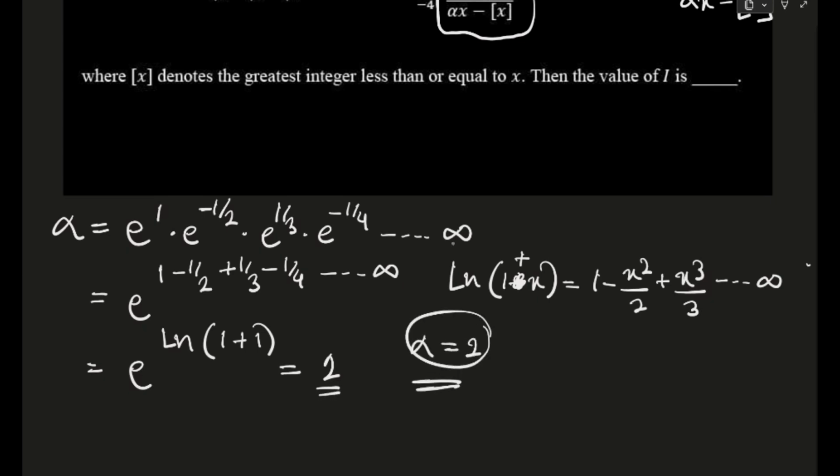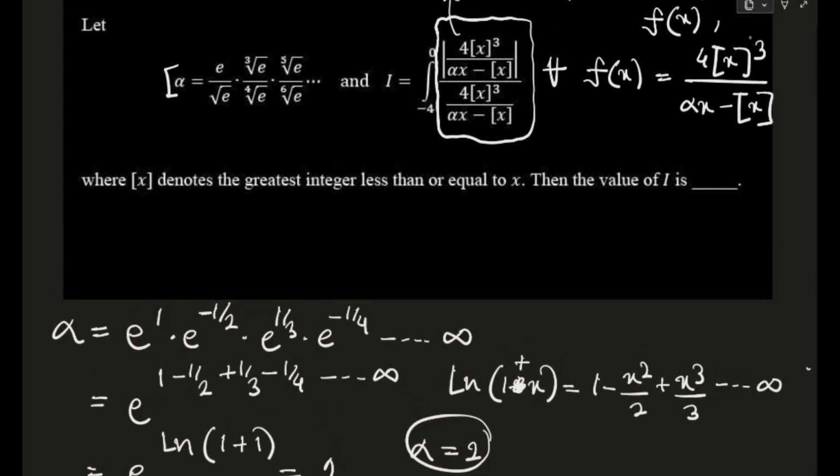So this was pretty simple, but now we have to evaluate this integral, and for that, if you observe, there is box x in the numerator and denominator, and box x actually complicates things a lot, because with minus 4 to 0 and box x, this would mean that there would be a lot of intervals, like I don't know how many, we still have to evaluate.